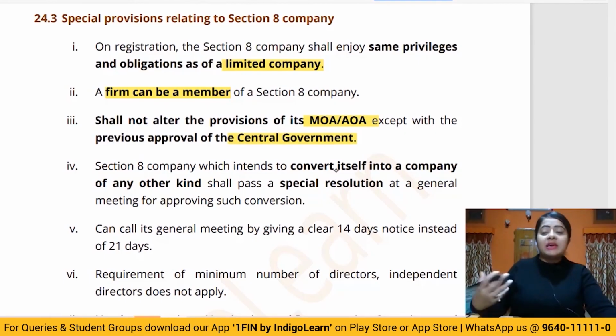For any other companies, if they want to change their memorandum or articles, they simply have to pass a special resolution. They don't have to take the permission of central government. But for Section 8 companies, they have to take the permission of central government also, right? If a Section 8 company wants to convert itself to any other type of company, again, special resolution has to be taken along with that central government approval. It is also to be taken. Now, in case of general meetings, for a normal company, a minimum of 21-day notice is required. Whereas for a Section 8 company, merely a clear 14-day notice is sufficient.